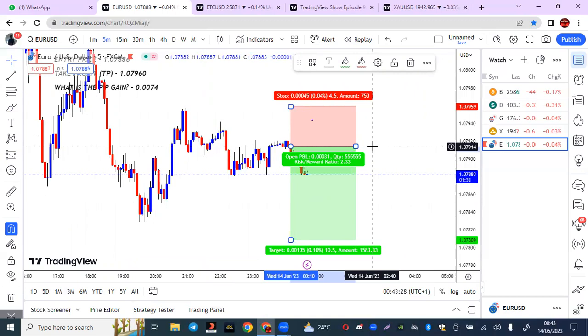We want to know the number of pips we are going to use as our stop loss. So our stop loss is 1.07959 and our entry is 1.07914. This time around we are going to subtract. The entry price is the smaller number in this case. So what's the value if you subtract 1.07914 from 1.07959?